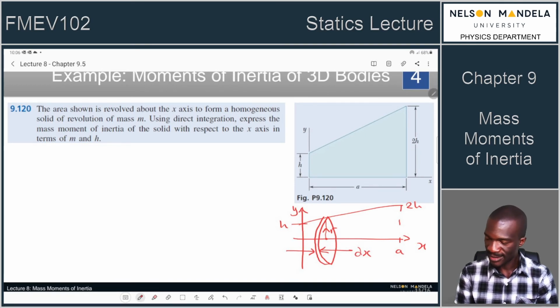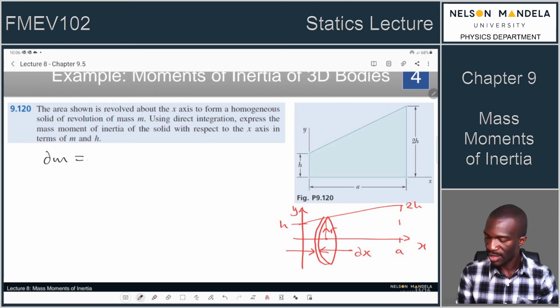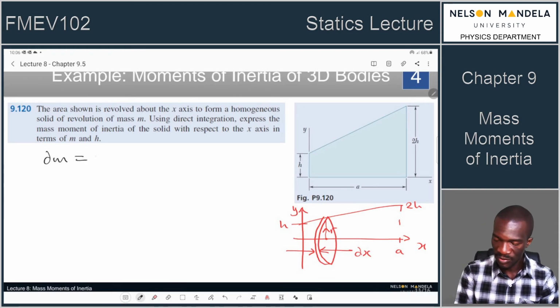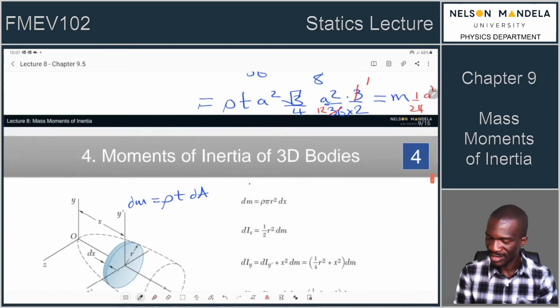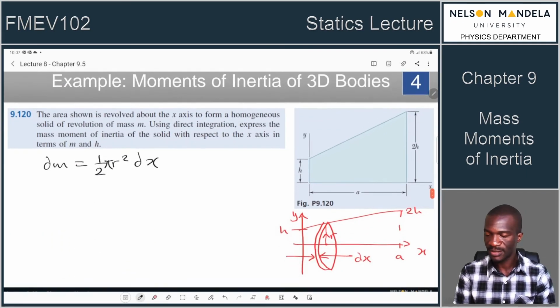This means that we can define our dm as usual. Let's define our dm, which is the area element. So this is a what? This is a disk. If it's a disk, we had our dm already defined, half r squared dx, isn't it? Yes, half pi r squared dx, sorry. Half pi r squared dx.